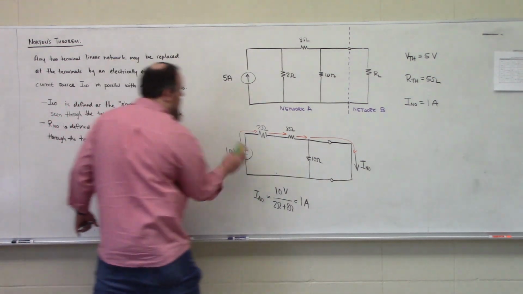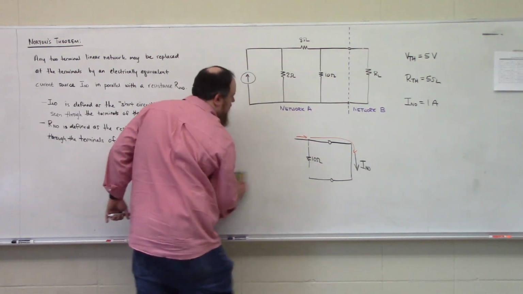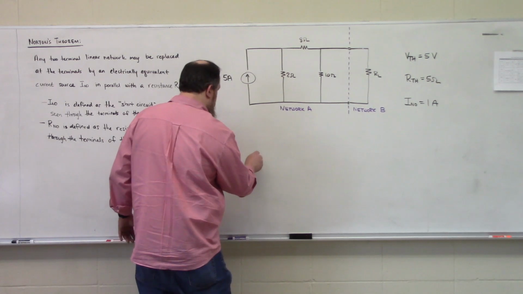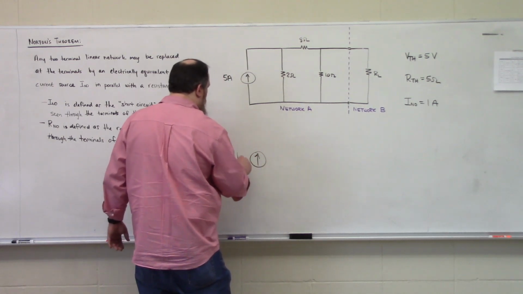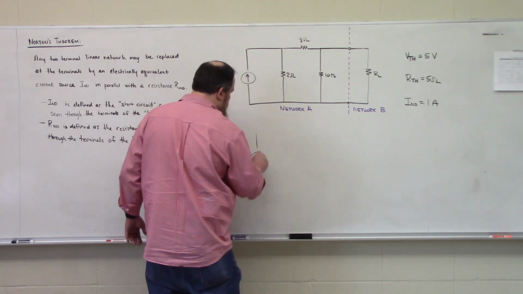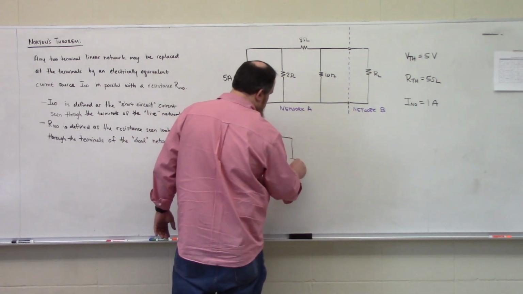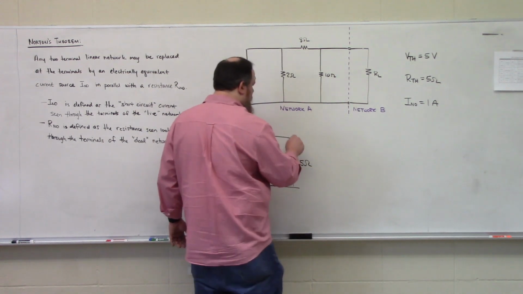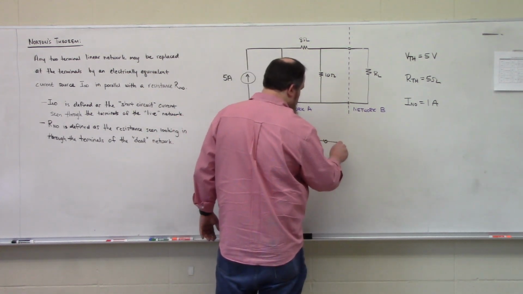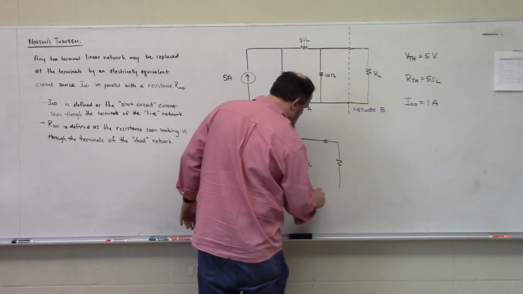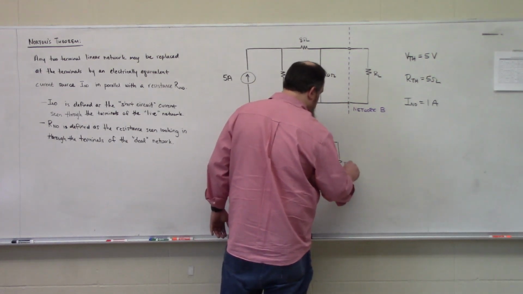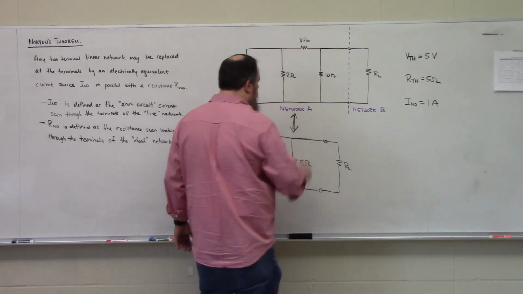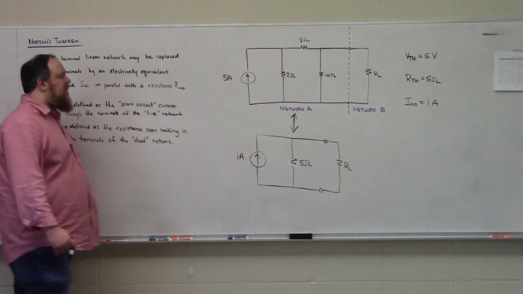So, the Norton equivalent circuit then is a 1 amp source in parallel with a 5 ohm resistor that is in parallel with our load resistance RL. So these two are electrically equivalent.